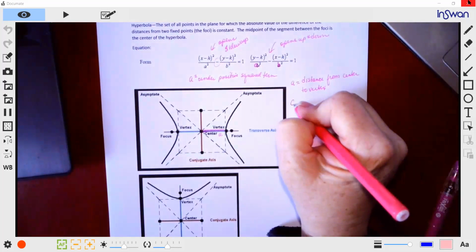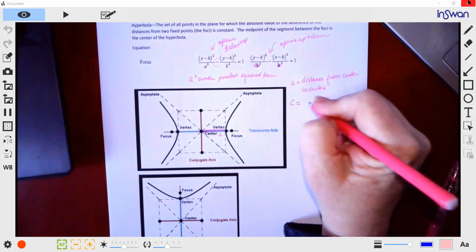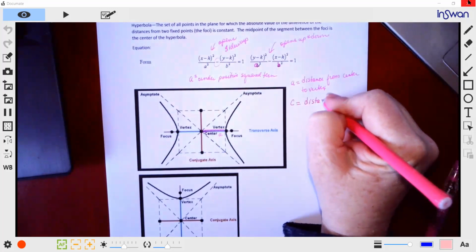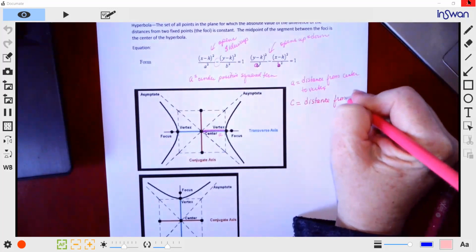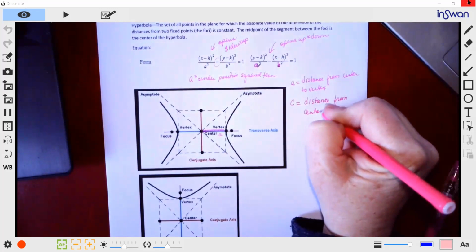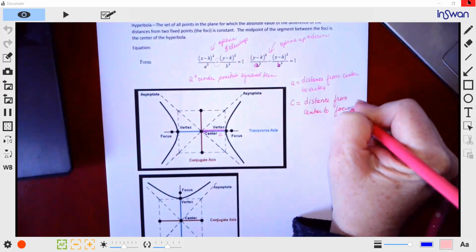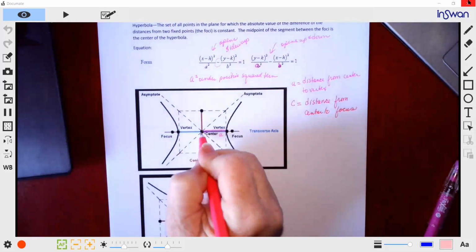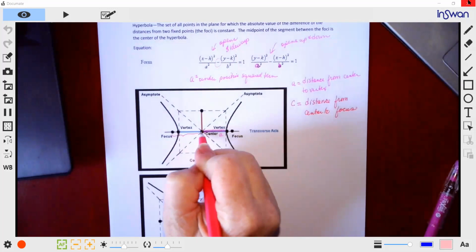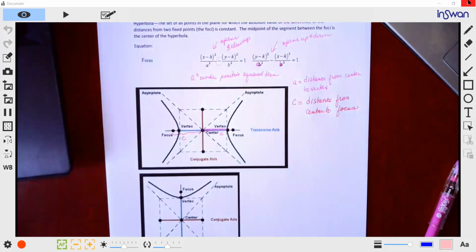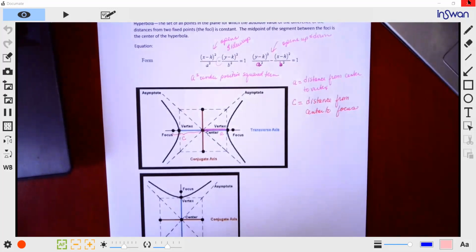C is the distance from center to a focus. Okay, so if this is center and this is a focus, then this distance right here is C. B is the distance from center to the end point of what we call the conjugate axis.